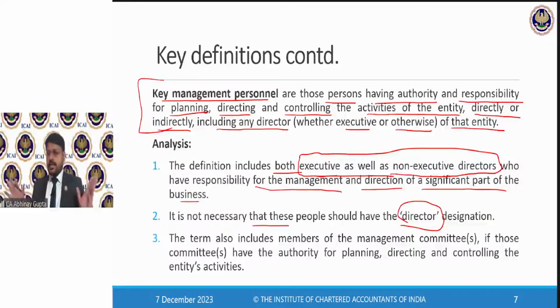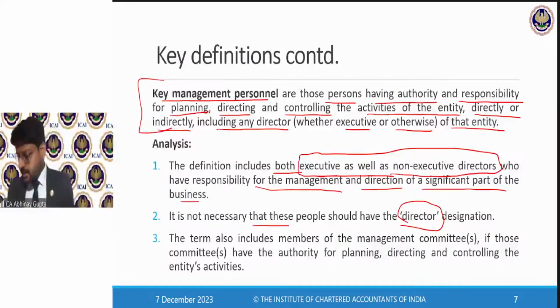We just need to see the substance, whether that person has the responsibility and authority to do planning, directing, or controlling of the activities of the entity or not. So it might be regarded as vice president, president, or a manager. We will not go by the designation or the wordings given to that person. We will see what powers that person actually has. If those powers meet the definition of the KMP, he will be regarded as the KMP, irrespective of the designation on his visiting card, right?